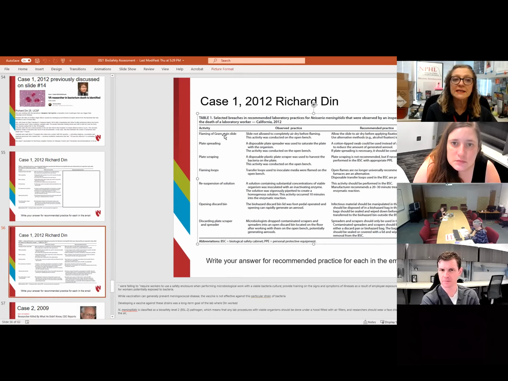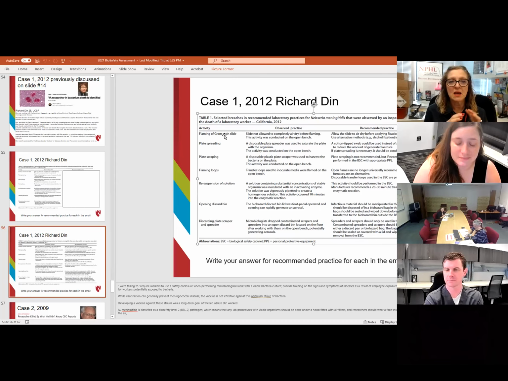He was using a slide. He was flaming the gram stain slide to fix it. Obviously, flaming is not even allowed in a laboratory, but unfortunately, I think some researchers still tend to use it because they might not want to spend the money on one of the core incinerators that you can use in a laboratory. So the first thing they really should have done is maybe allowed the slide to air dry.